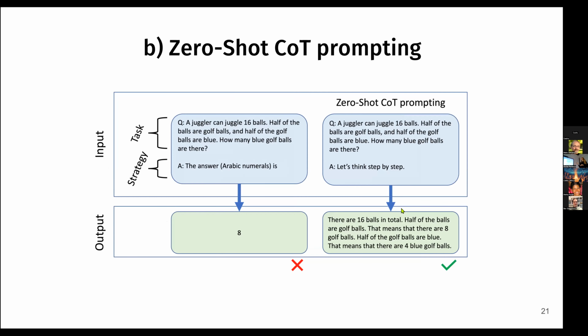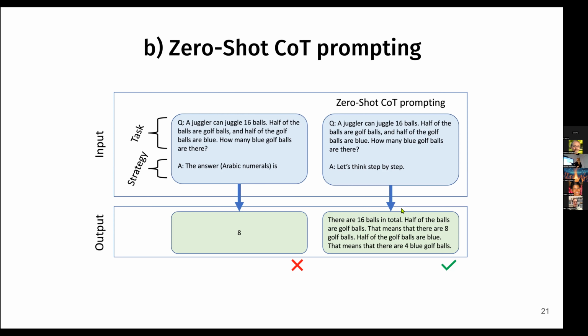Way more interesting is zero-shot. In this case, we don't have a demonstration context. We start with our task, which is on the left side, a question: a juggler can juggle 16 balls. Half of the balls are golf balls, and half of the golf balls are blue. How many blue golf balls are there? And in this case, I want the strategy to be like this: the answer, in Arabic numerals, is, and then the chatbot answers 8, which in this case is wrong. You see, it's a bit more complicated problem.